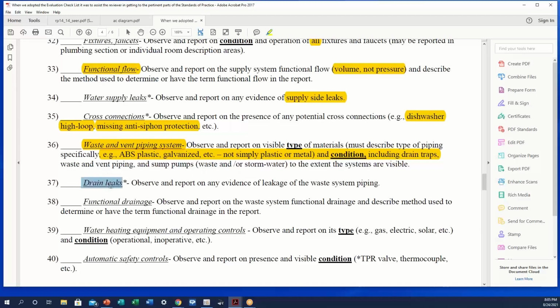Okay, drain leaks. Observe the condition of waste system piping, drain leaks. Again, that's the drain traps under the sinks, the P-traps, like the letter P. Functional drainage. Okay, observe and report on the waste system functional drainage and describe the method used to determine it. I don't know what happened to the term functional drainage on the report. It used to say functional flow, with two fixtures on at the same time. It's been removed. Weird.